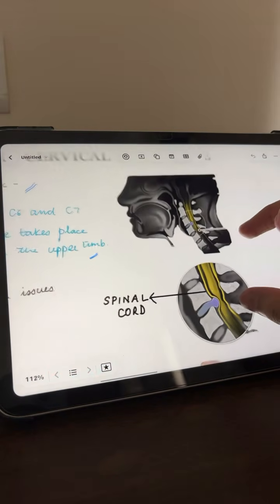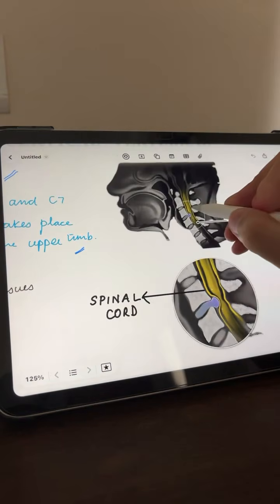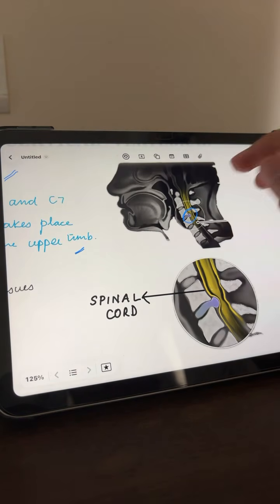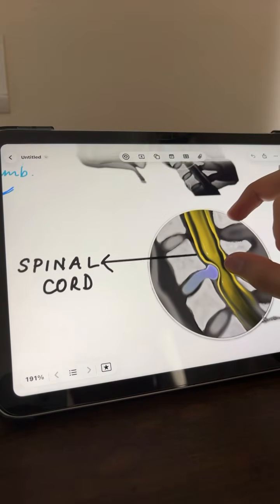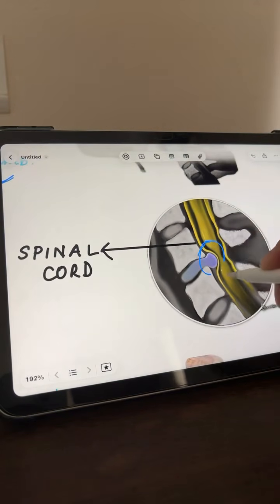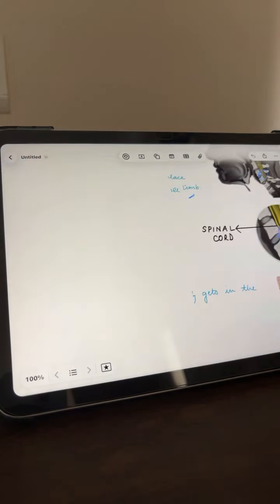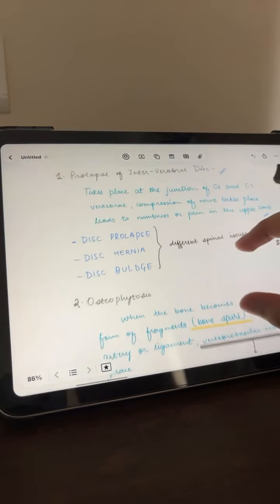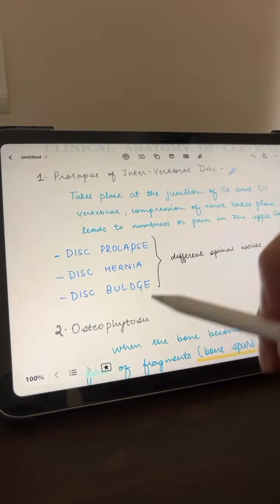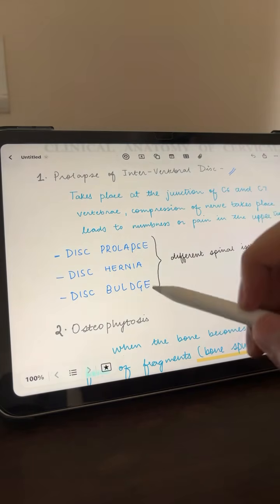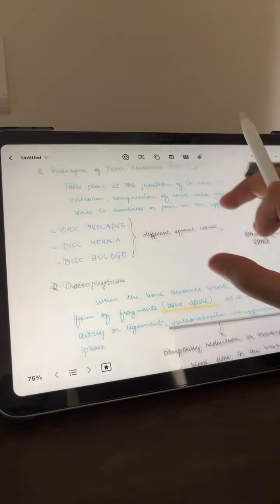If we see in the image, we can clearly see the compression of the nerve taking place between the two cervical vertebrae, and in the second image we can clearly see that the prolapsed disc is compressing the exiting spinal nerve root at this level. So I need to tell this very important point that disc prolapse, disc hernia and disc bulge, these are different spinal issues. So basically some people are mistaking it, calling it as the same.